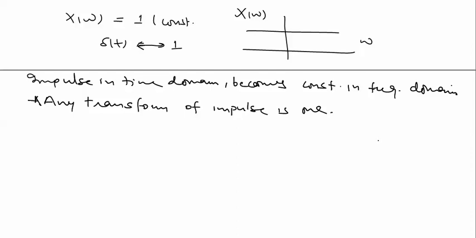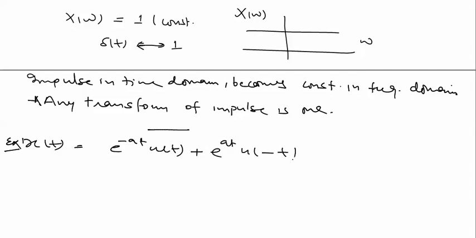Transform, all are 1. We move ahead with another example. x(t) is e power minus a t u(t) plus e power a t u(minus t).